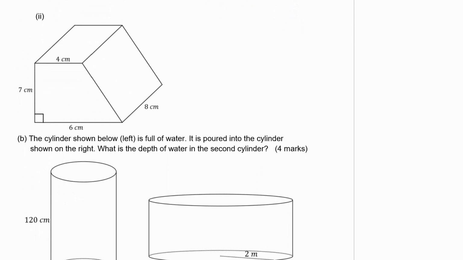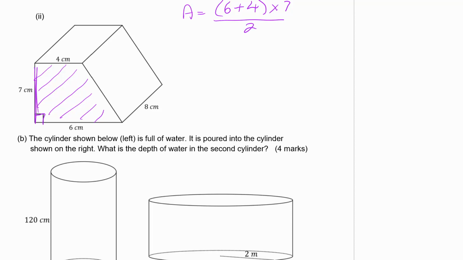Now for this one, the end is a trapezium. Now you could do that as a trapezium or cut it into a rectangle and a triangle, but I'm going to do it as a trapezium. So the area of the end is, we add the parallel sides 6 and 4. You multiply by the distance between them, and since that's a right angle, that's the 7 here, and divide by 2. And that gives us 35 square centimeters.